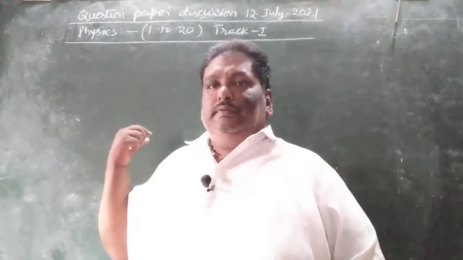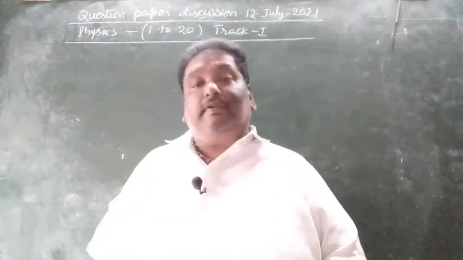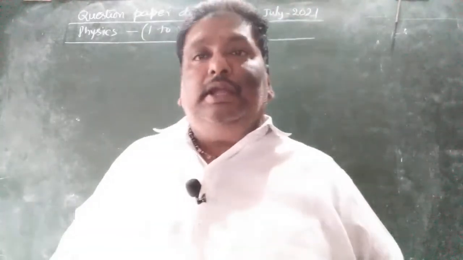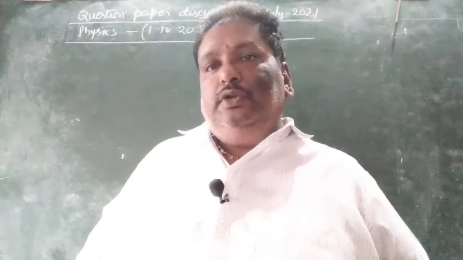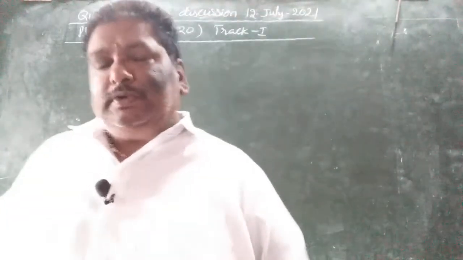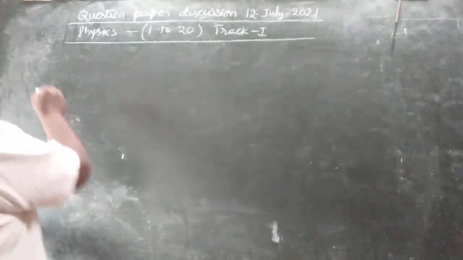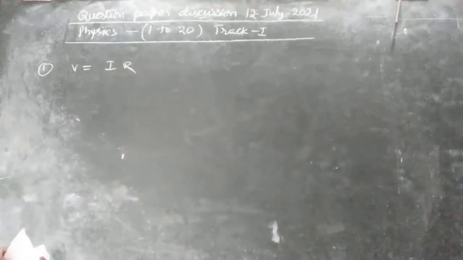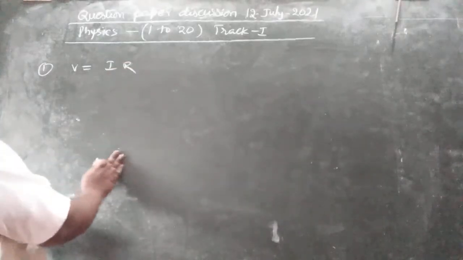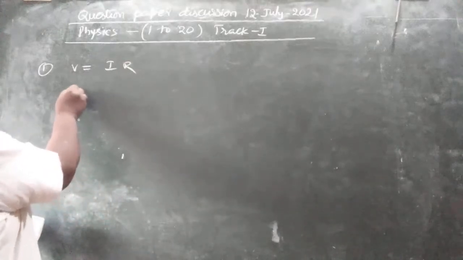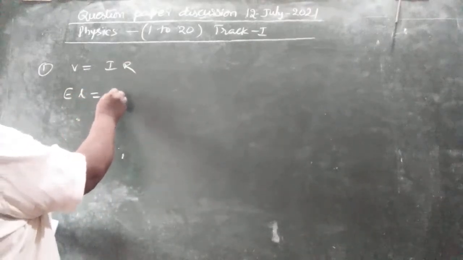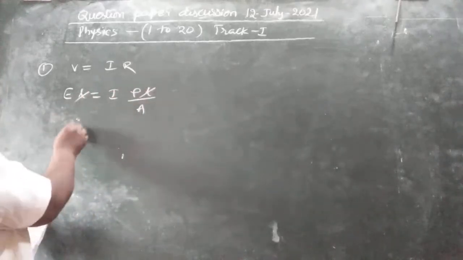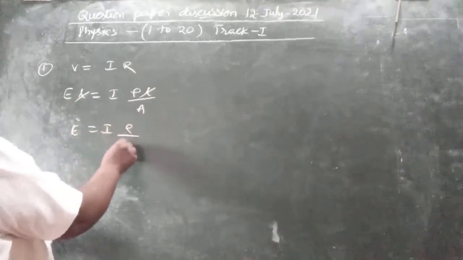Here, first question. Copper wire of cross-section area given, resistivity given, current given, find the electric field in the copper. You know from the drift velocity concept, voltage is equal to current into resistance from Ohm's law. You all know V is equal to IR. What is the voltage? Voltage is equal to E into L. Current I into resistance value rho L by A. L gets cancelled. E is equal to I rho by A.